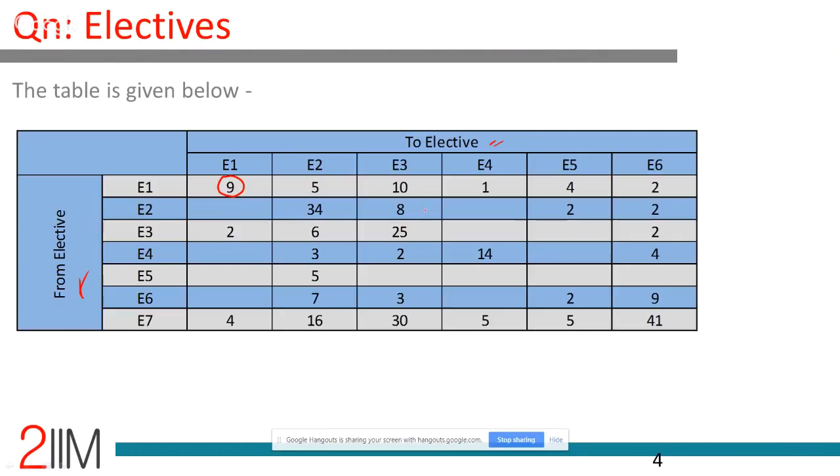They stayed with E1. From E1 to E2, 5 students went to E2 from E1. 10 students went to E3 from E1. 1 went to E4 from E1. 4 went to E5. 2 went to E6. There's no E7 here because E7 is gone. E7 has been removed. So if you look at it column wise, 9 people stayed in E1. 2 came from E3 to E1. 4 came from E7 to E1.